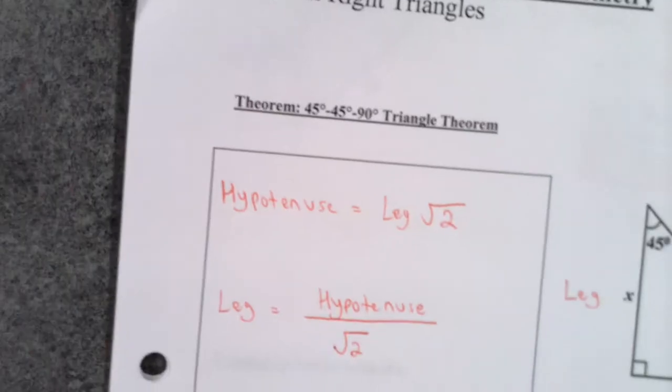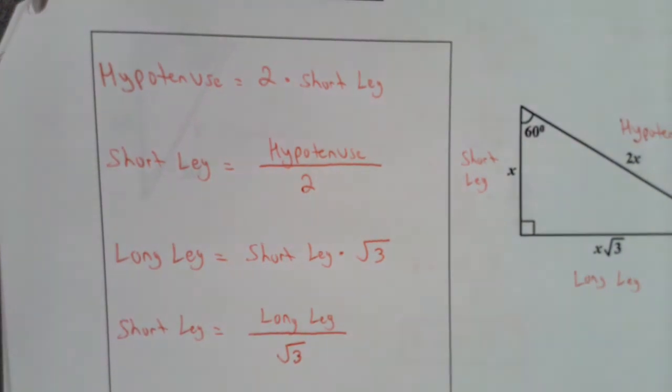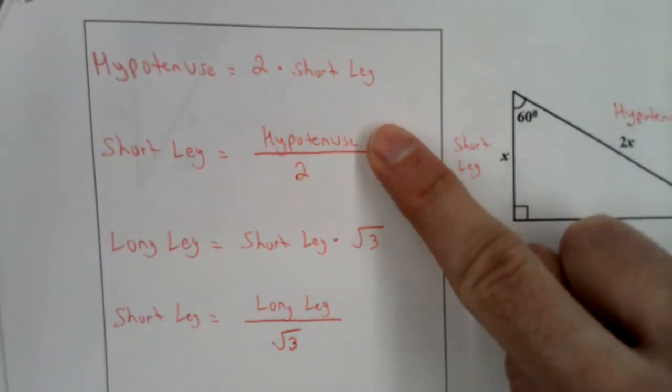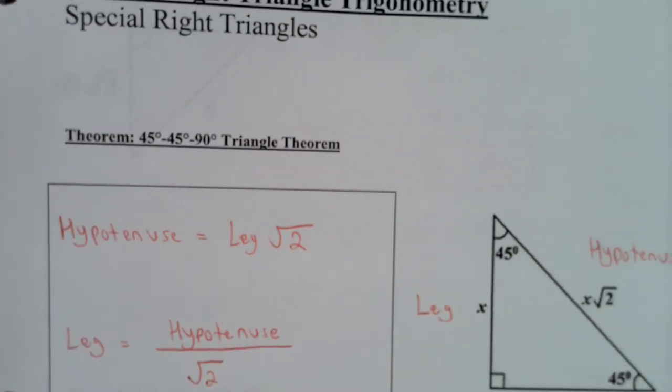Just to summarize, you really have to make sure you have these two formulas memorized, and you really have to make sure you have those 4 formulas memorized. These 4 are for 30, 60, 90 triangles. The first page had 2 formulas that dealt with 45, 45, 90 triangles. Make sure you have those 2 formulas memorized.